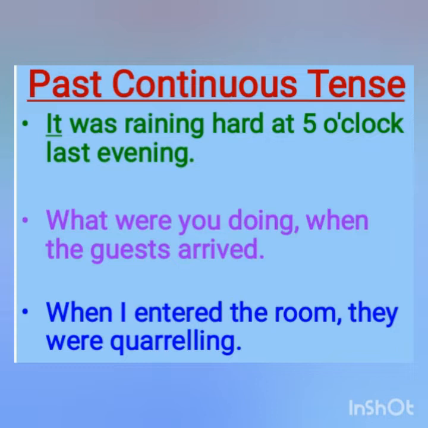For example, it was raining hard at 5 o'clock last evening. What were you doing when the guest arrived? Now children, you can see that both the tenses are used in this sentence. Like when I entered the room, they were quarreling. We can say that the action of quarreling was in progress at the specific point of time in the past.